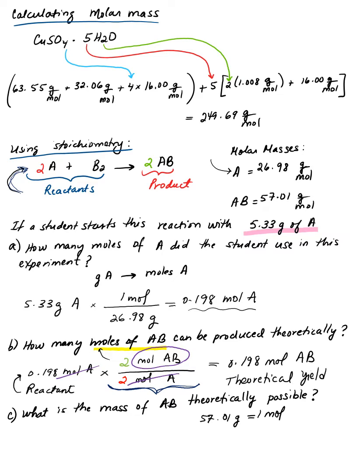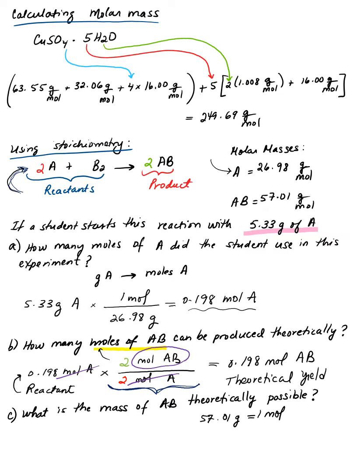That's the number of moles of product that you can get. So that will be 0.198 times 2 divided by 2. That's going to give you 0.198. So if with 2 moles of A you can get 2 moles of AB, with 0.198 moles of A you can get 0.198 moles of AB.